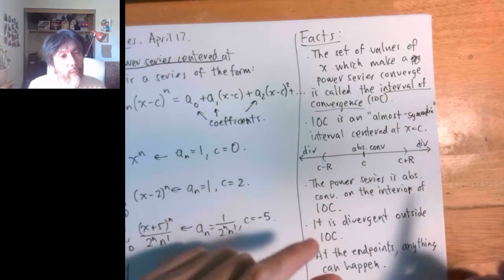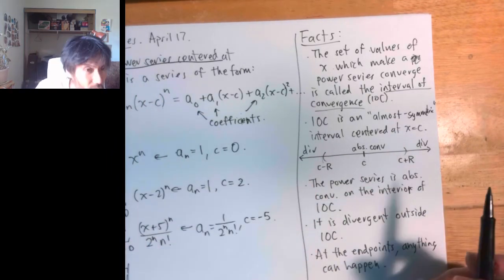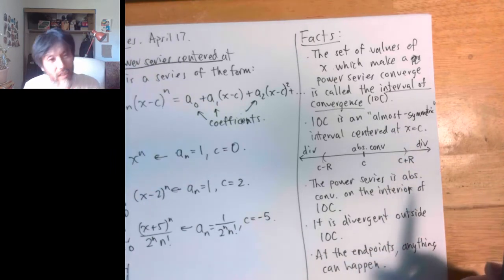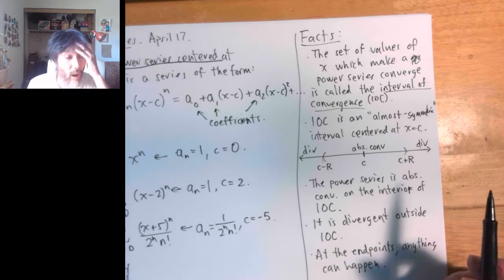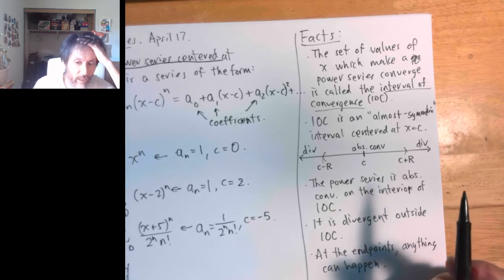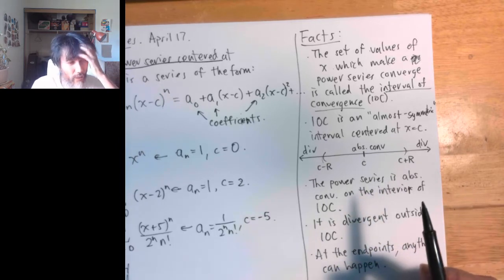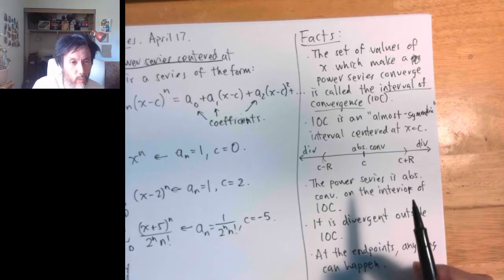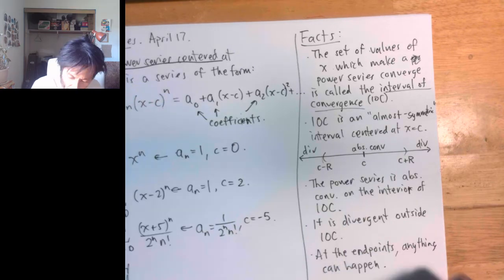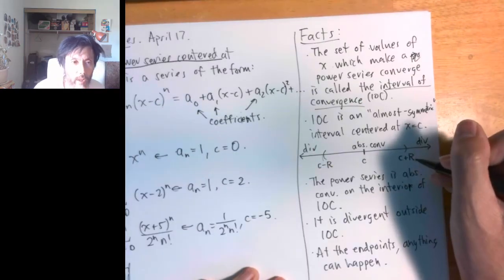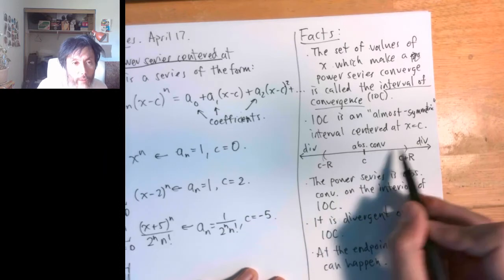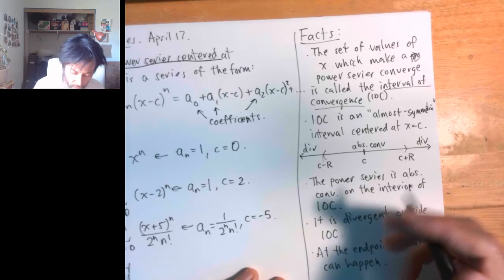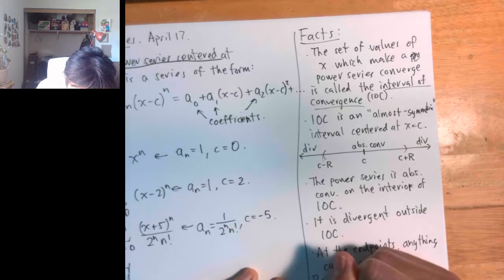But we have almost symmetry, right? You could have divergence at both. You could have convergence at both. You could have absolute convergence at one, conditional convergence at the other. All of these things can happen. So for that reason, we say that this thing is almost symmetric. By the way, this number r, which is sort of the half width of this interval of convergence, is called the radius of convergence.